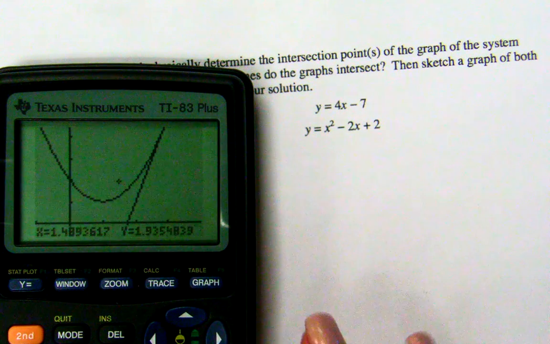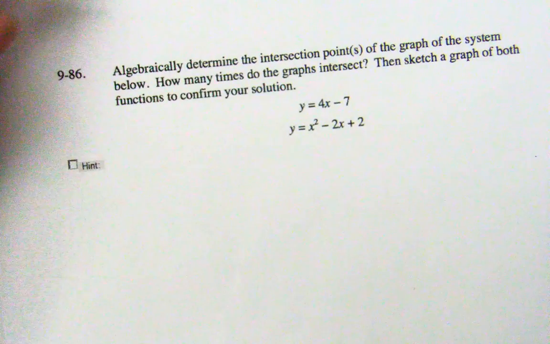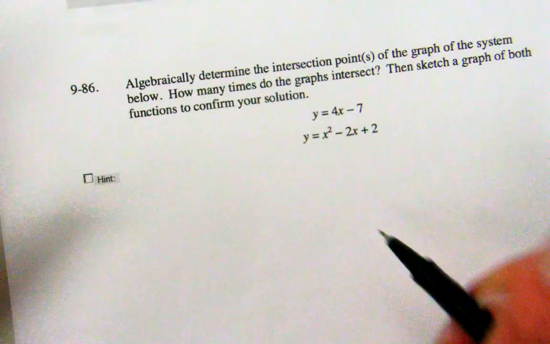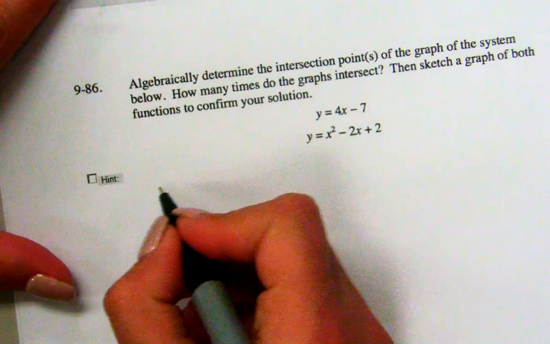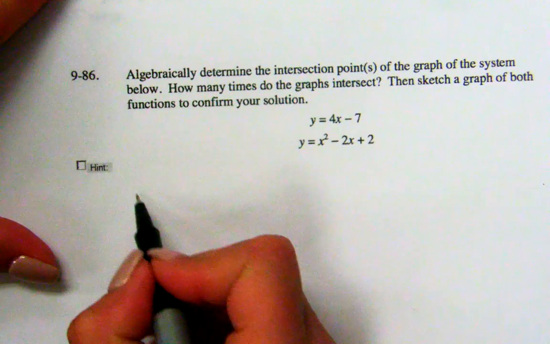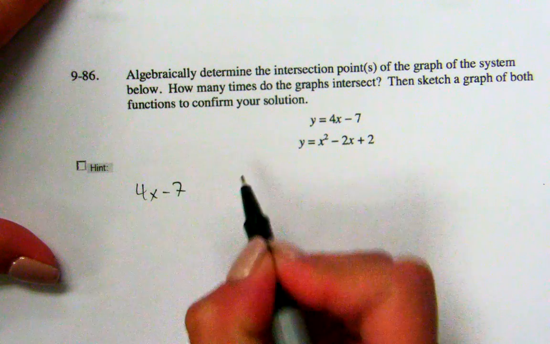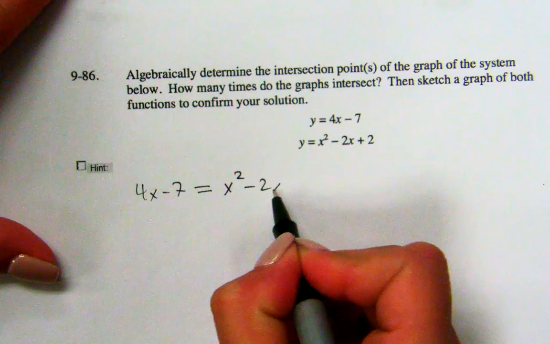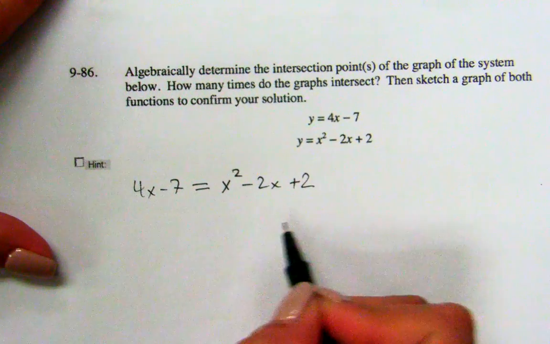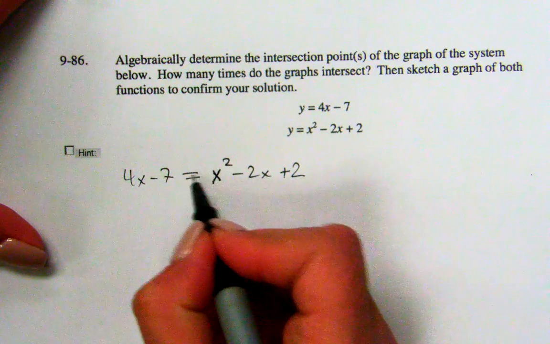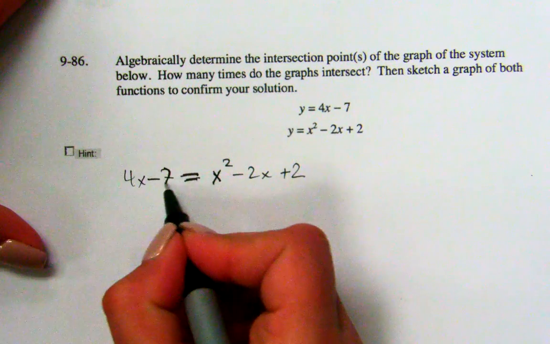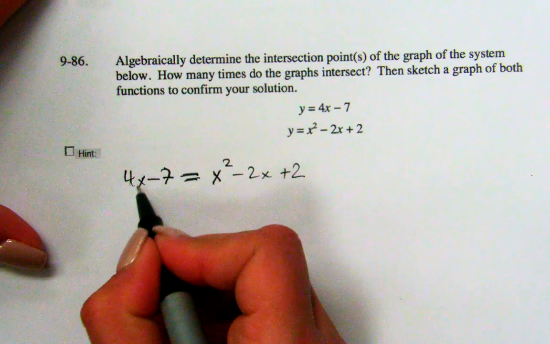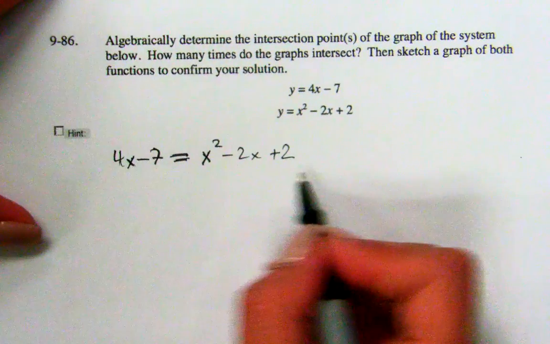So, let's get cracking. Alright, so first thing is put them equal to each other. So we have 4x minus 7, the linear function, is going to be equal to x squared minus 2x plus 2. And the question is where? That's really what you're trying to find right now. We're using the equal values method to figure out, okay, well, when they're equal to each other, that means they must hit each other at that point.